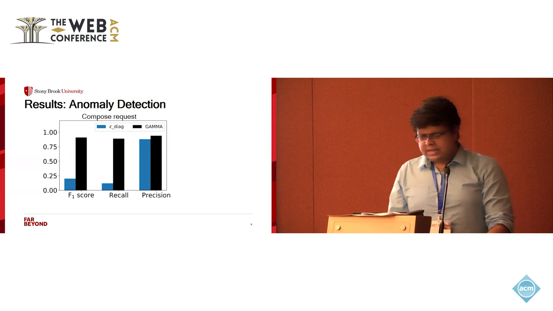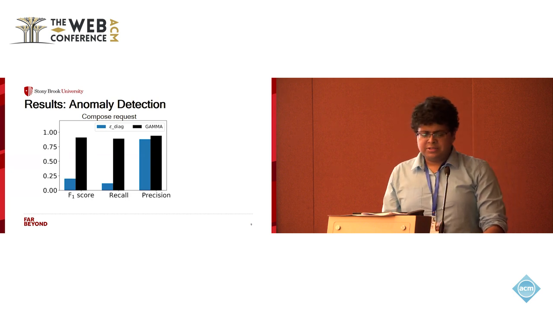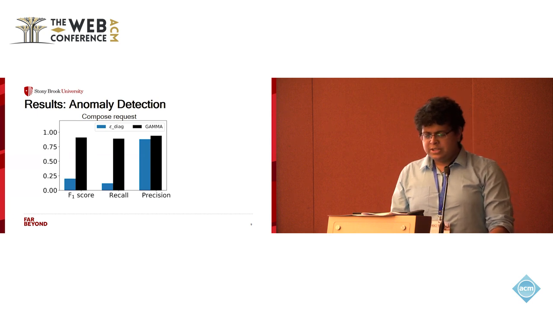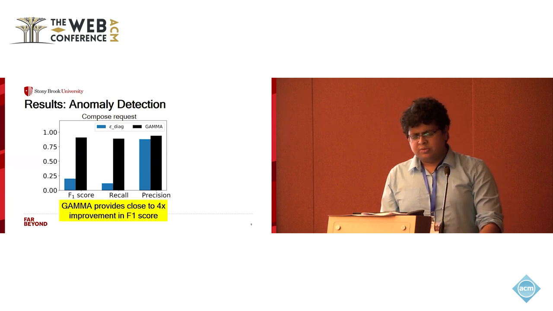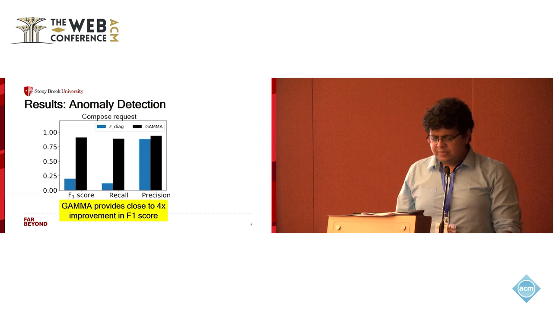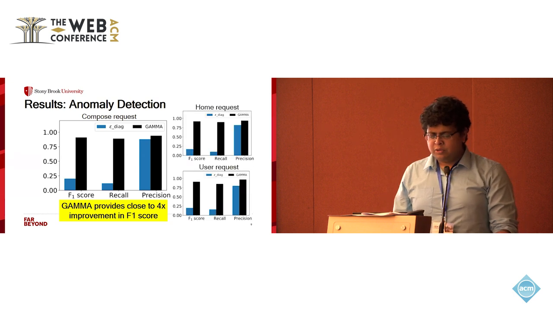While we do note that the baseline Epsilon diagnosis achieves a reasonably high precision, this is due to a low confidence threshold the bottleneck localizer uses. This leads to a lot of false positives, degrading recall and F1 for Epsilon diagnosis. Thus, we see Gamma provides close to a 4x improvement in F1 score compared to Epsilon diagnosis. We see similar trends for home and user request types.